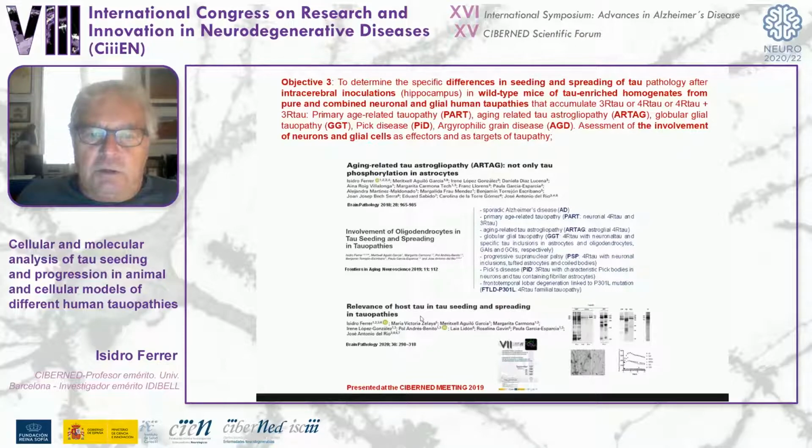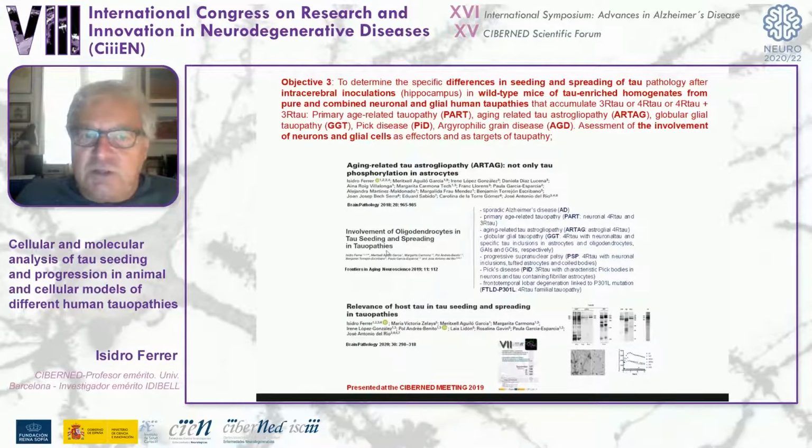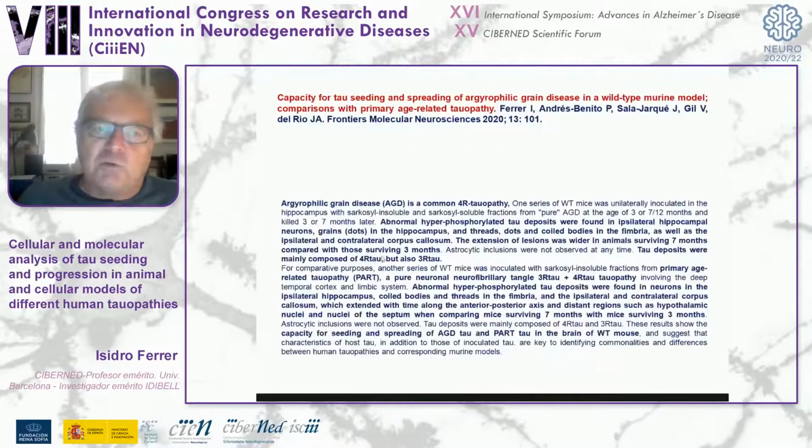Then the relevance of host tau, the first result suggesting that host tau was important in this aspect. And then another one, which is the involvement of oligodendrocytes in tau seeding and spreading when tau is inoculated in the corpus callosum.